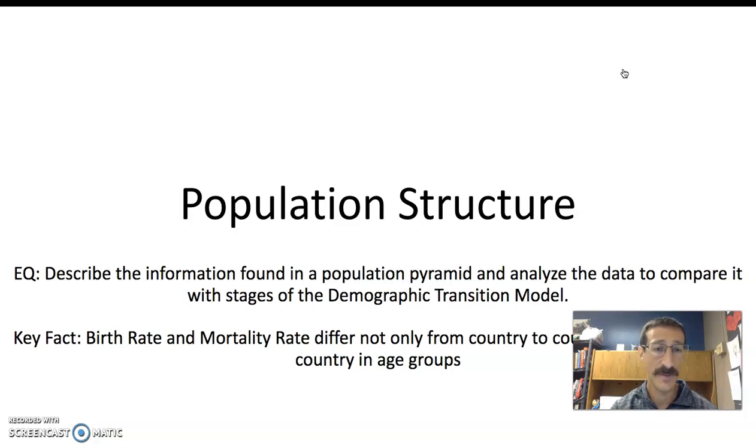So the key fact is that birth rates and mortality rates differ not only from country to country, but also within a country, and in different age groups they can vary greatly, based on whether a country is going through different transitions or cultural changes, or just a number of other factors as a result of where they're at in a society. To consider, birth rates here in Minnesota might vary greatly from birth rates in Florida, but also between different parts of Minnesota, like Inver Grove Heights compared to St. Cloud, Moorhead, what have you. So, things to consider.